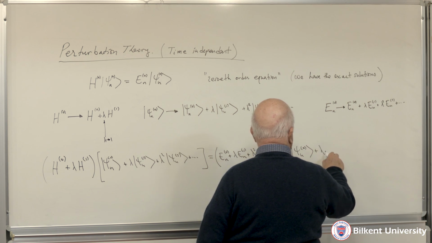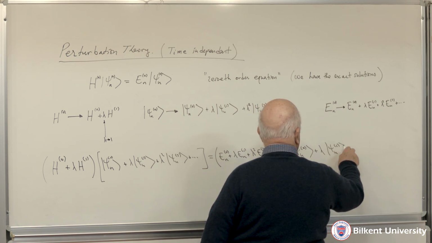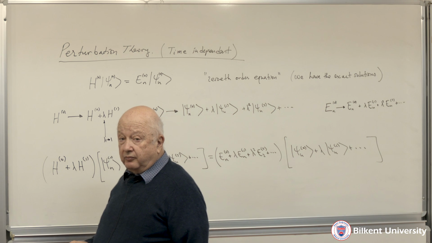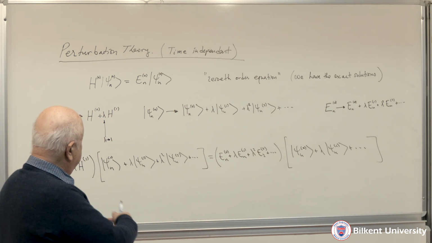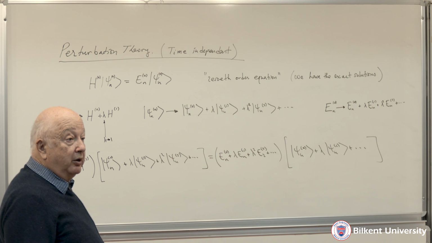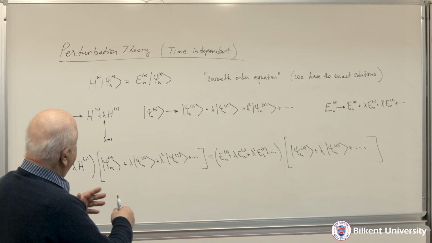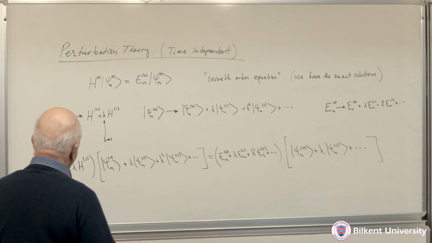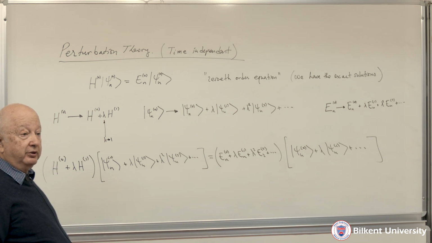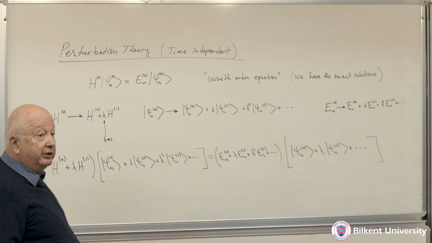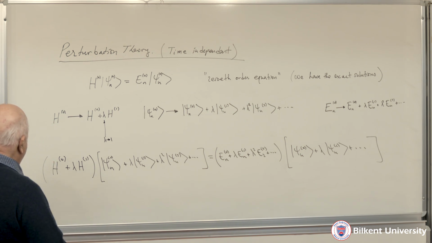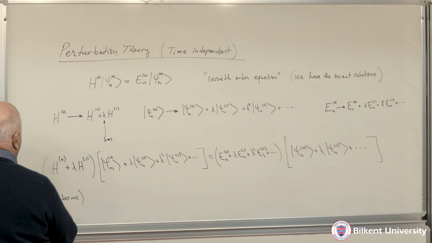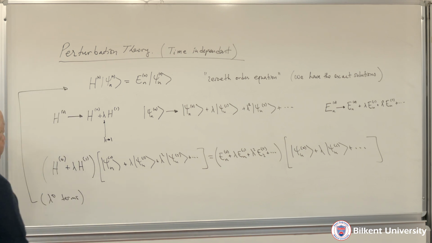ψ_n0 plus λψ_n1, plus dot dot dot. Now the idea is, when you multiply this out, you take terms with equal powers of λ and solve those equations. For example, the zeroth order equation, we have already there. If you look at λ to the 0 terms in this equation, you are going to get that, right?